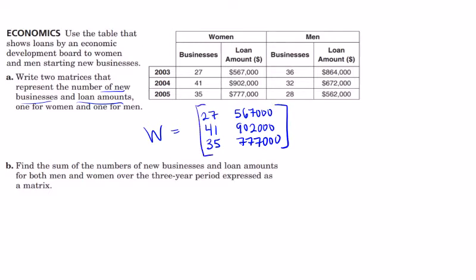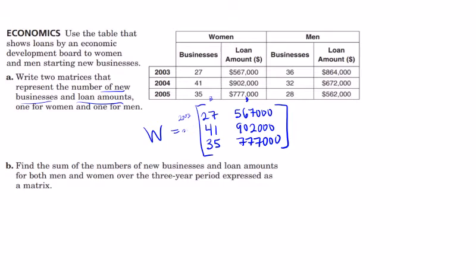Okay, that's my women's matrix, in terms of businesses and loan amounts. I have one column that represents businesses, the other column that represents the dollar amount. Then I have rows that represent the years: 2003, 2004, 2005.